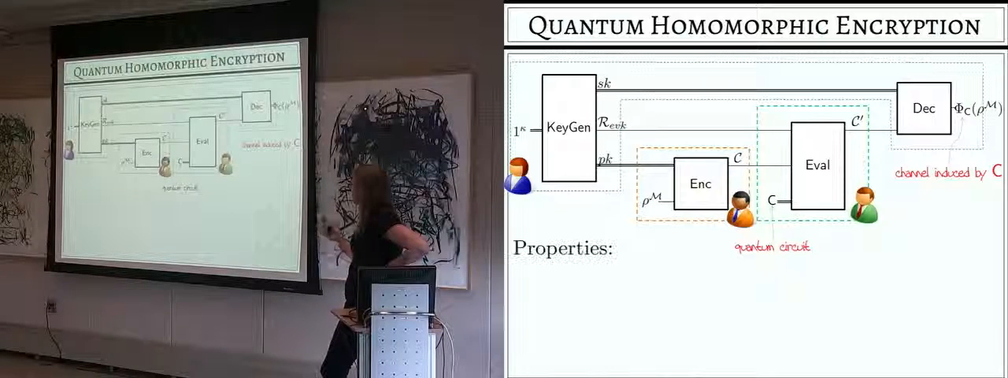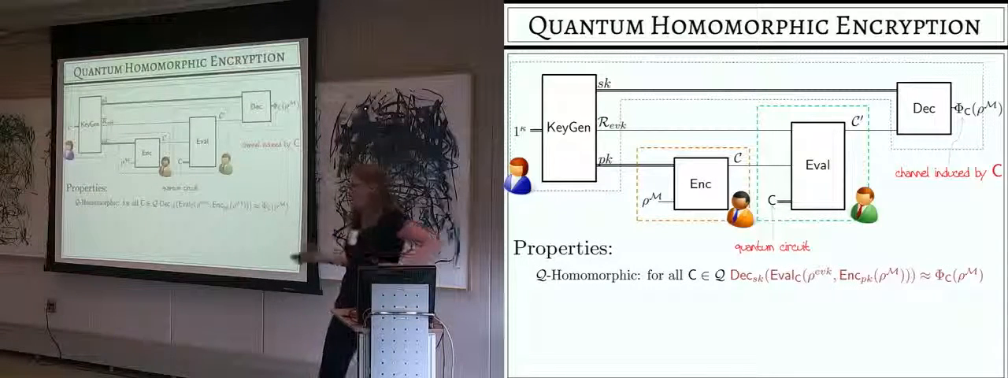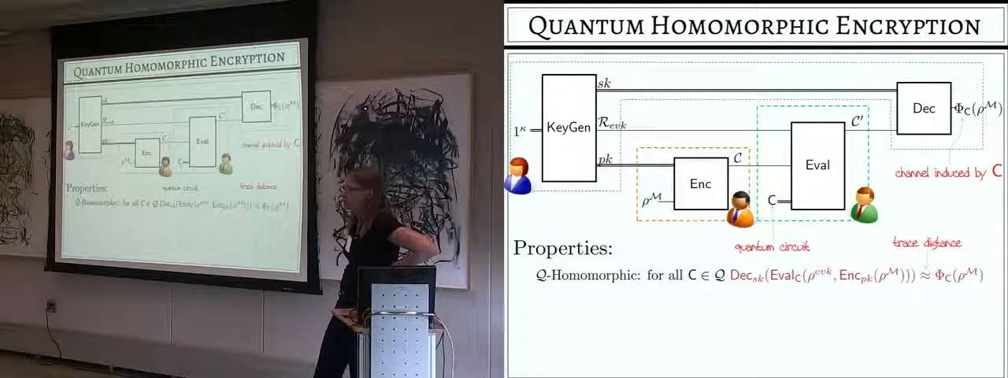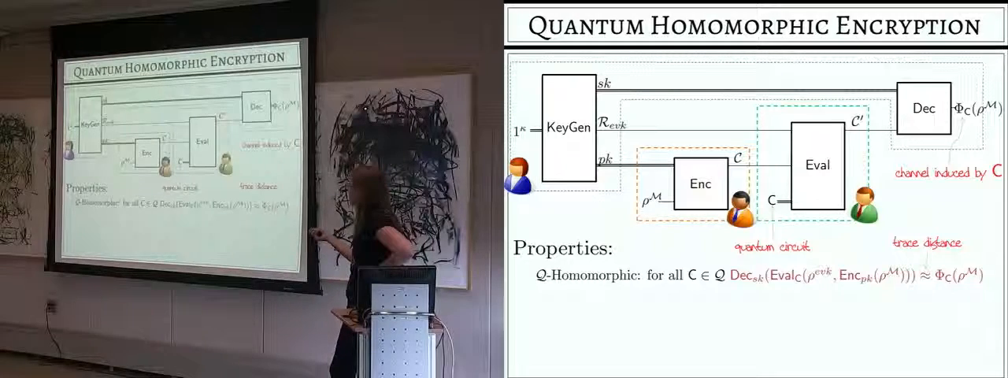And similarly, we want the same kind of properties. For any set of quantum circuits Q, we'll say that a scheme is Q homomorphic if for every circuit, if Charlie evaluates that circuit on a cipher state, then when Alice decrypts, she gets the result of applying that circuit to the message state. Two bars mean classical? Yeah, double wires is classical. So for instance, this will be just a classical description of the quantum circuit.